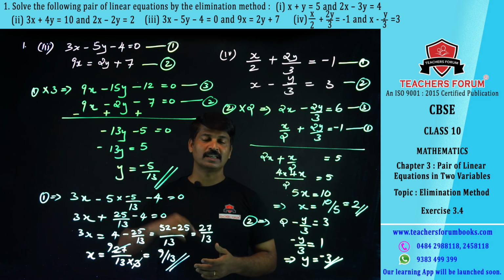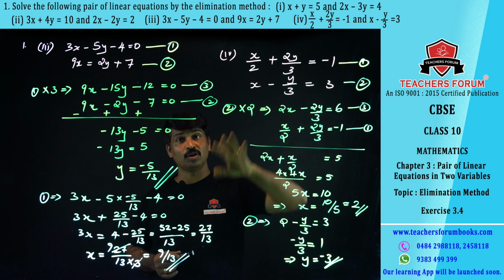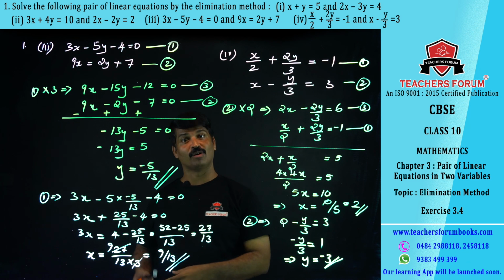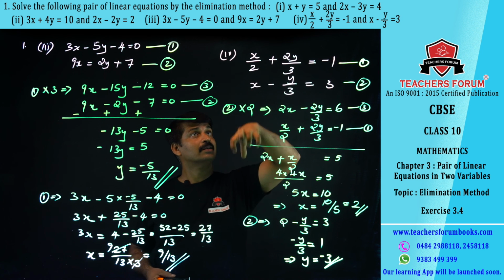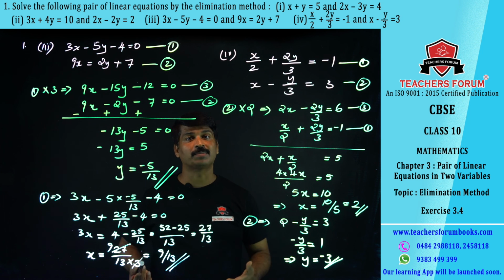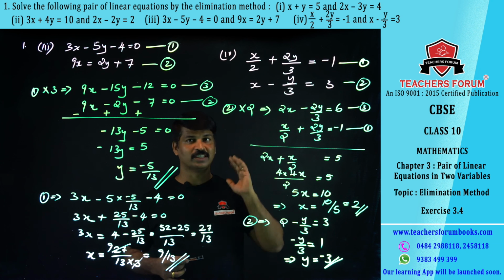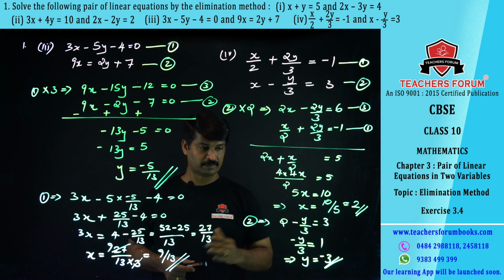In the substitution method, the last topic we have seen, we found from the first equation the value of x and we substituted it in the second equation, or we found the value of y, then we substituted it in the other equation. Here we make the coefficient of x or the coefficient of y equal, and when you add or subtract, it gets eliminated. That's why it is called the elimination method. Now let us solve some word problems from the next question.